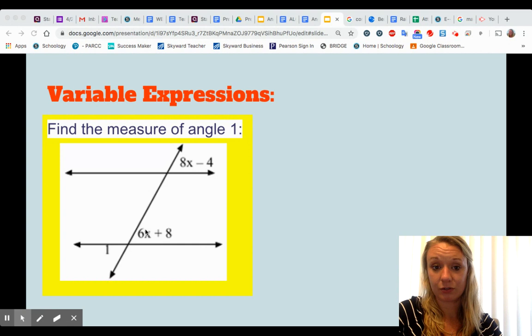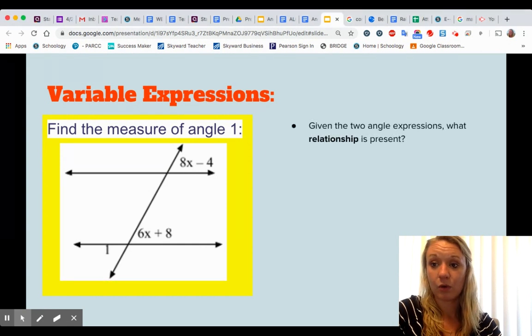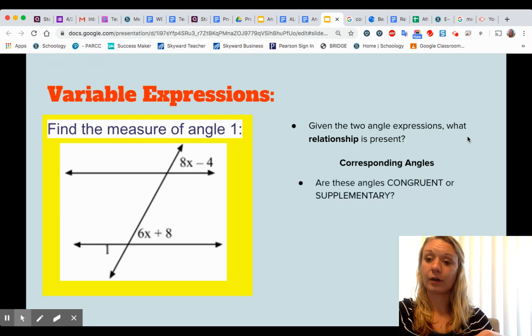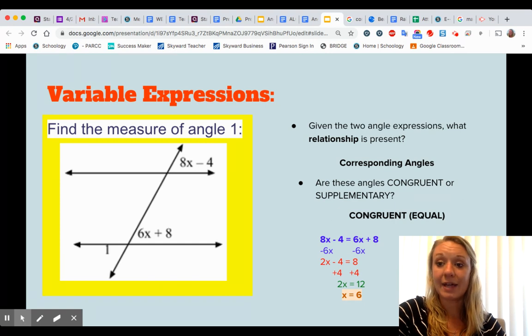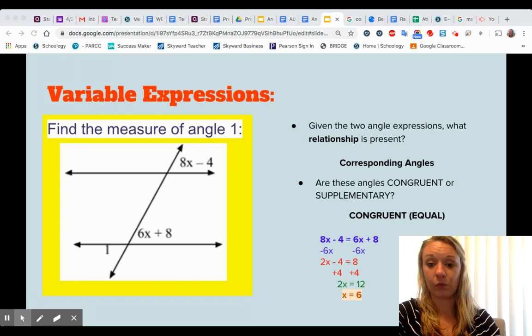First of all, if I was walking through this myself, here's what I'd ask myself. With those two angle expressions, what relationship do you see? I see that because it's in the top right and the top right, those are in the same spot. That means that they're corresponding angles. Now, are corresponding angles congruent or supplementary? They are congruent, which means they're equal. That means that we can set the two expressions equal to one another to solve for x. So notice I've got 8x minus 4 equals 6x plus 8. You can pause the video and see all the work that came out here, and then you get x equals 6. But the question asks you to solve for angle 1.